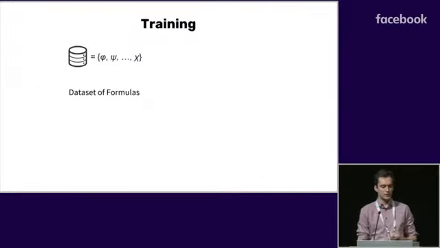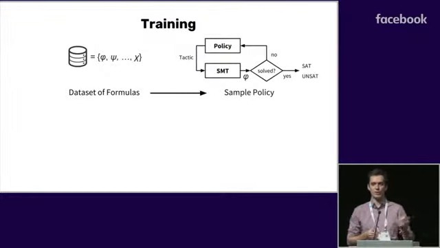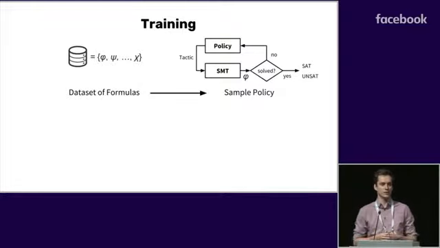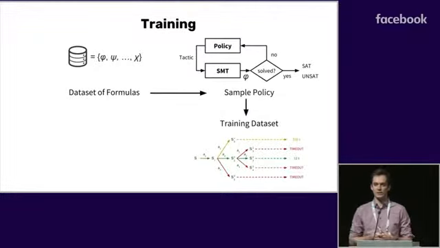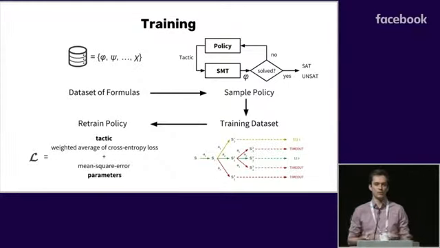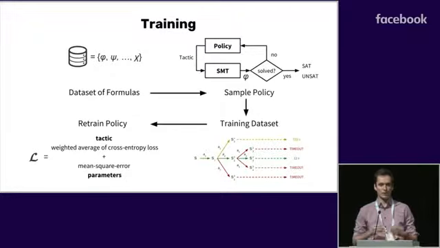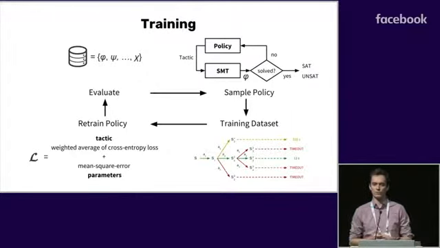To train this, we start with a data set of formulas that we would like to solve, and we first take a formula from this data set and sample the policy. Since we start with no prior knowledge, this policy is at the beginning going to be completely random, but even then it's going to sample some of the traces in the search space from which we can build a training data set, and we can use it to retrain the policy, where in the retraining, the loss is the weighted average of the cross entropy and a mean square error for the parameters. And with such a retrained policy, we can evaluate it back on our data set of formulas and continue until we are satisfied with what we trained.